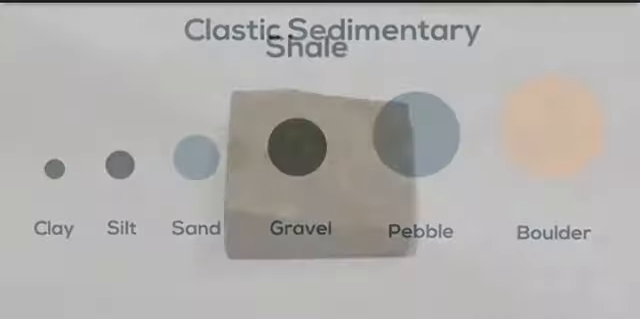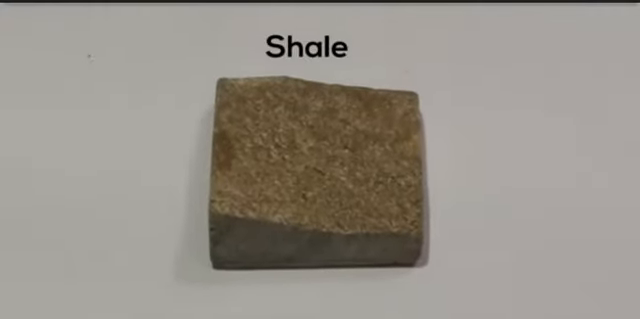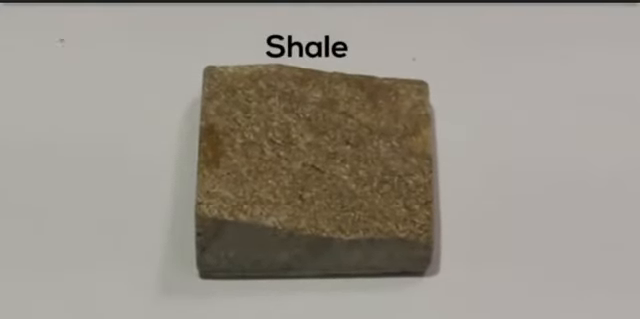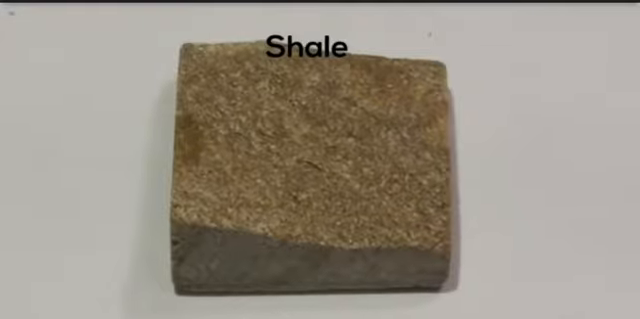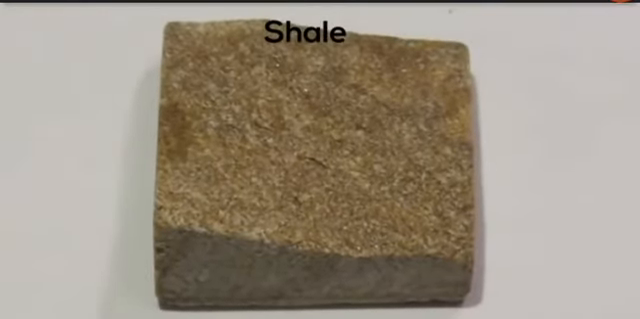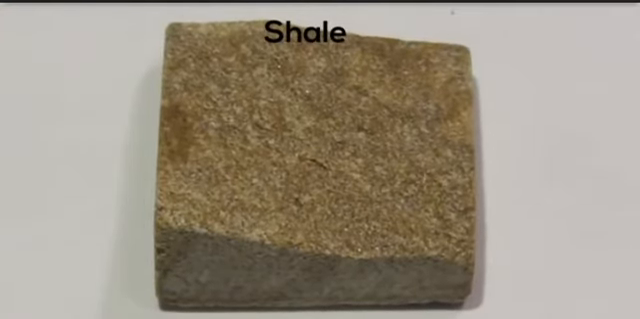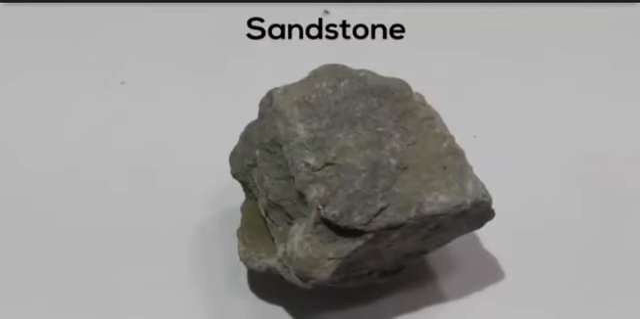Up first, shale. Shale is a fine-grained, clastic sedimentary rock composed of mud. This mud is a mix of flakes of clay minerals and silt-sized particles of other minerals, especially quartz and calcite. Shale is very fine-grained.